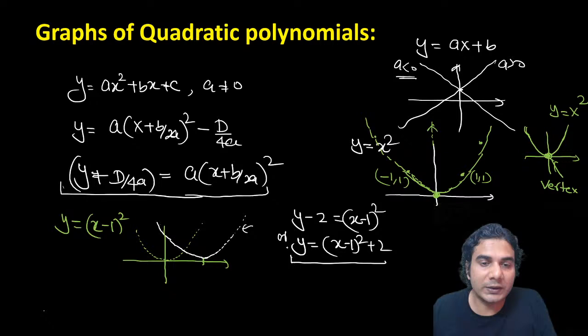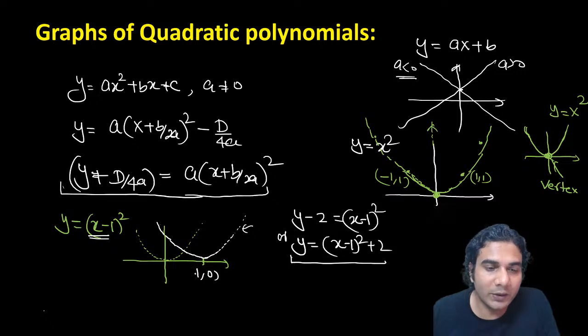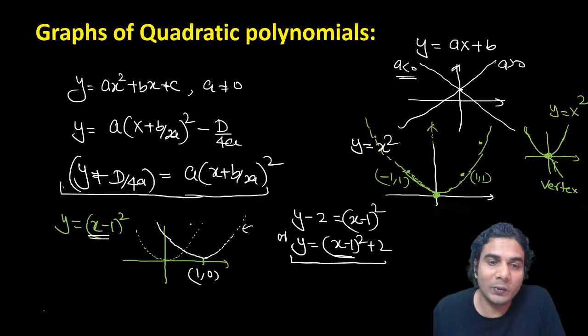So you are getting y is equal to 0 in the earlier equation when you put x is equal to 1. So this point was 1 comma 0. But now when you put x is equal to 1 in this, you'll get 1 comma 2. So this vertex will now be at 1 comma 2, somewhere here. This is 1 comma 2 and this graph will go up. So this is the graph.